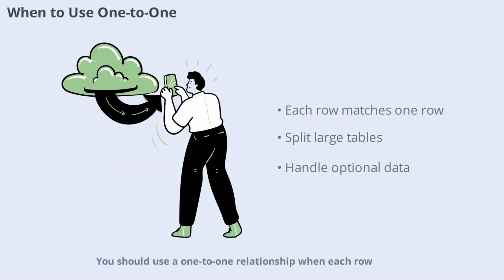You should use a one-to-one relationship when each row in one table matches exactly one row in another. This is especially useful if you want to split a large table for design efficiency, or if some data is only relevant to certain records. For instance, a user might have a profile with additional details, but not every user needs those details stored in the main user table. By separating them, you keep your database organized and efficient, making it easier to manage and scale as your application grows.